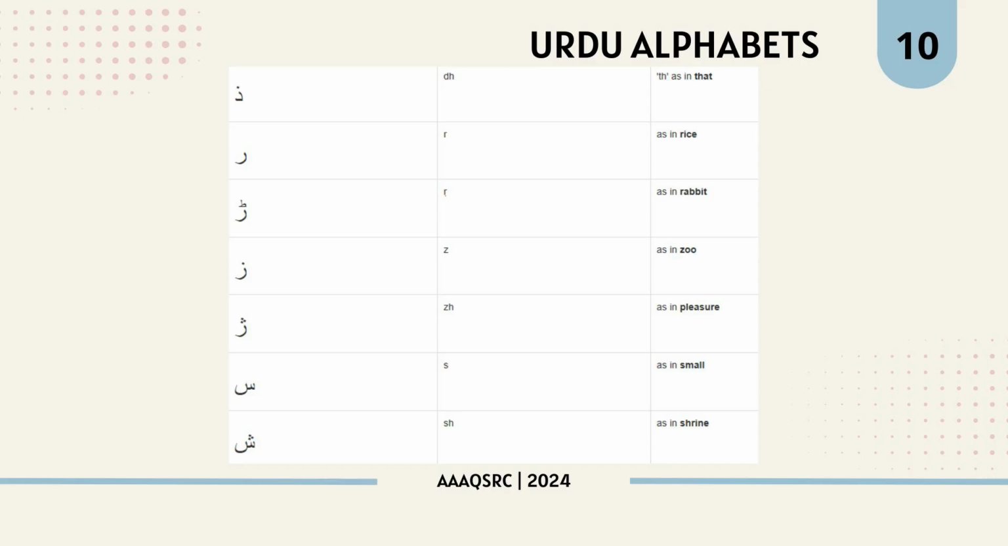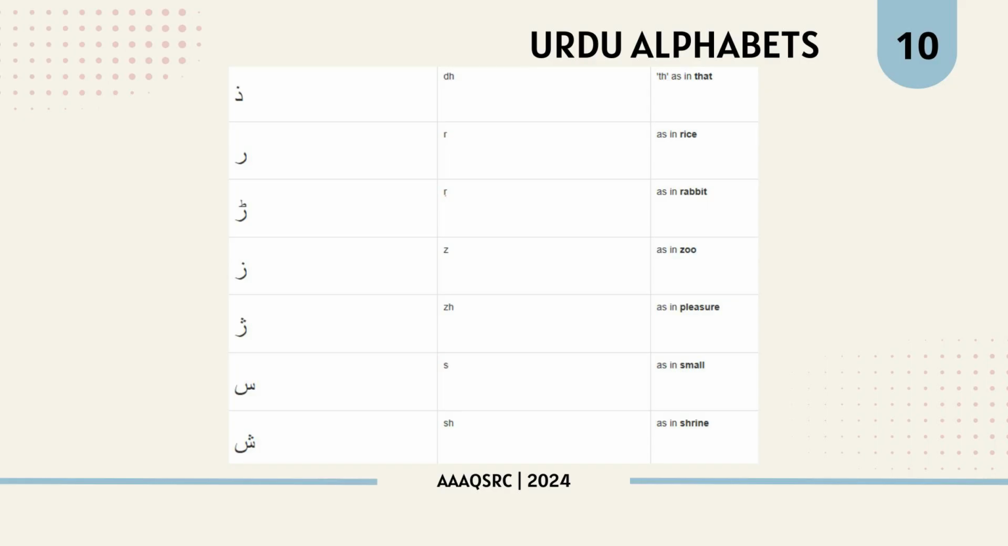Next we have zal. There is again no alternative from English, like zal. Zal is again a crescent, but it has a little dot on its top. This is zal.